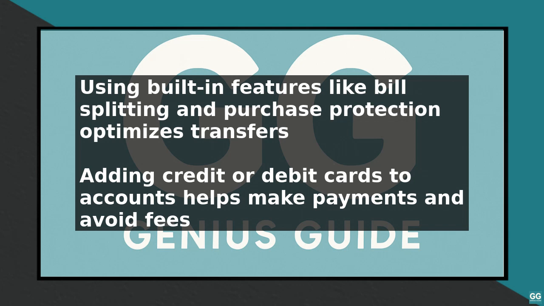Additionally, users can take advantage of Venmo's purchase protection feature, which provides a layer of security for transactions. This feature ensures that buyers are protected in case of a disputed transaction. To further optimize Venmo transfers, users should keep their account information up to date, including their email address, phone number, and bank account information. This ensures that transfers are processed quickly and efficiently.